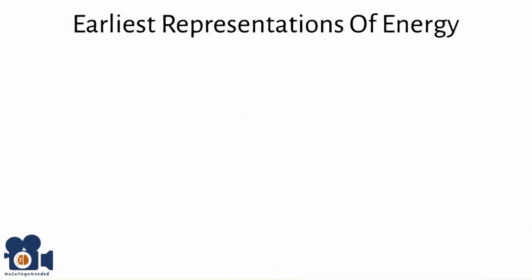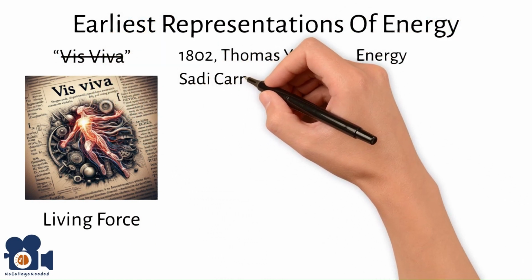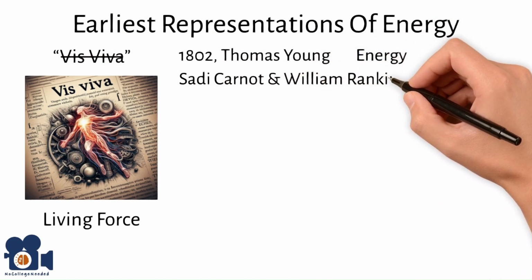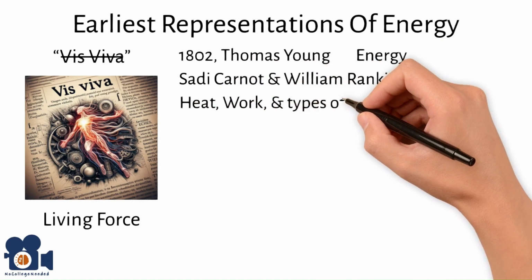Some of the earliest representations of energy were embodied by the Latin term vis viva, meaning living force. However, in 1802, Thomas Young was the first person to replace the term vis viva with energy, and Sadi Carnot and William Rankine further refined this into the modern concepts of heat, work, and different types of energy.